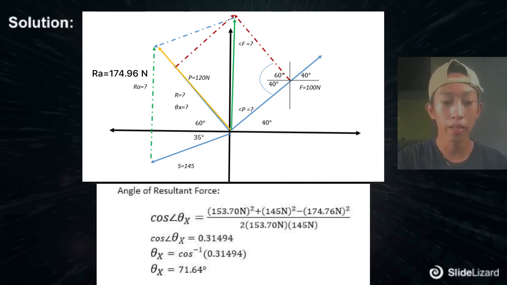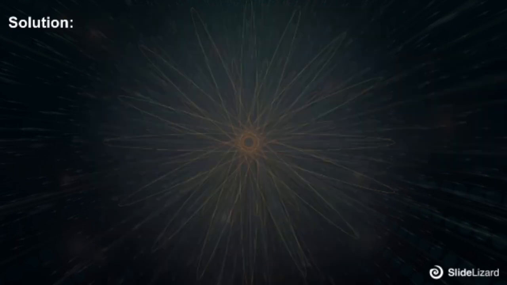0.31494. Then, angle theta x is equal to cosine raised to the negative 1. Type in 0.31494; to get the inverse cosine, press shift on the calculator. Then cosine negative 1 of 0.31494 is equal to 71.64 degrees.